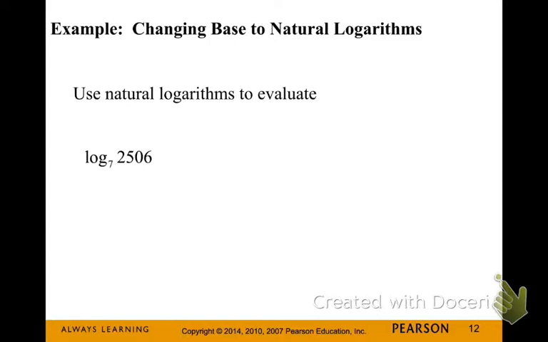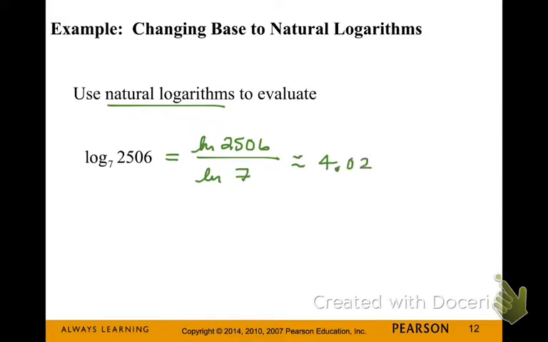Remember, change of base says that we're going to take log of our value divided by log of the base. So this would be the same thing as natural log of 2506, since we're using natural logs, all divided by natural log of 7. And if we go ahead and type that into our calculator and round to 2 places, we're going to get approximately 4.02.